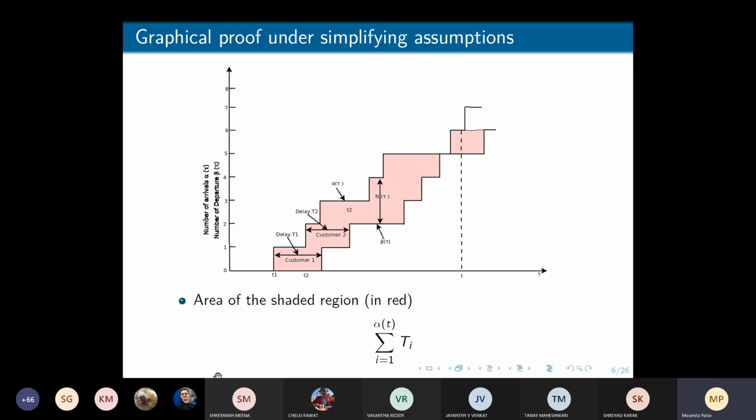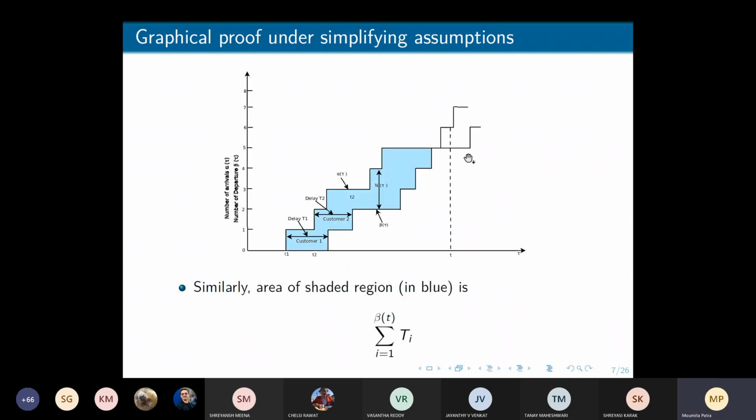How do you find the area of this total region? Simple: summation i equals 1 to alpha t of ti. So this is the full area up to this portion. You know the area of this graph. Now we have found out up to this part, this portion.